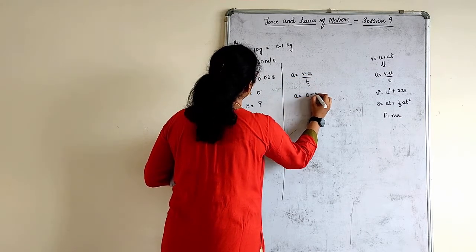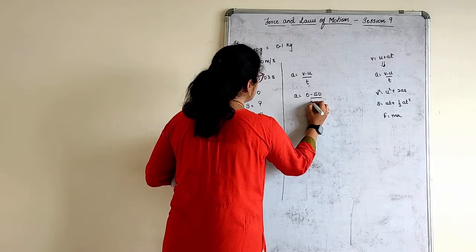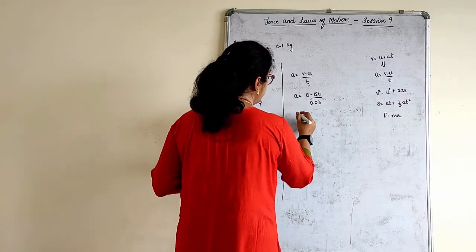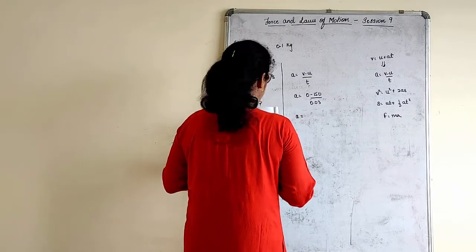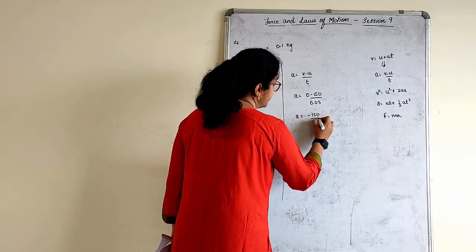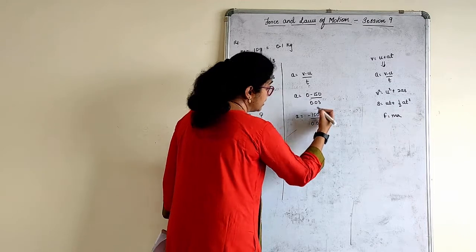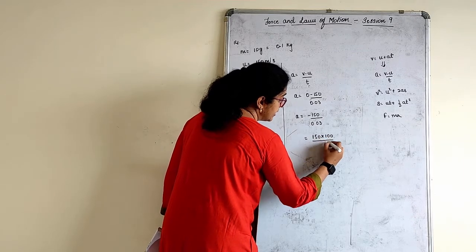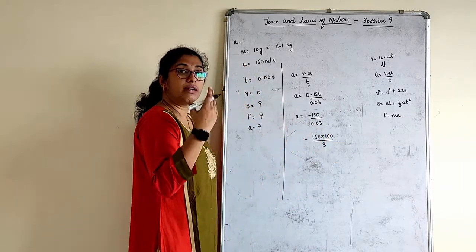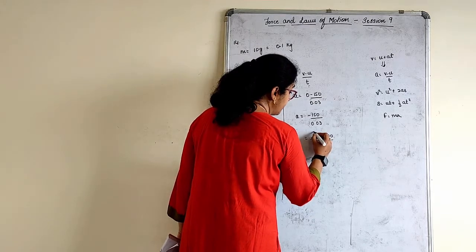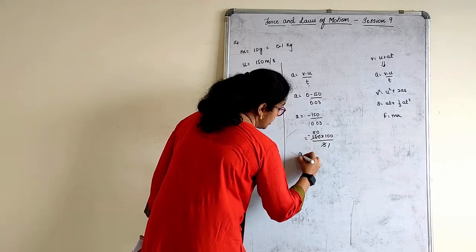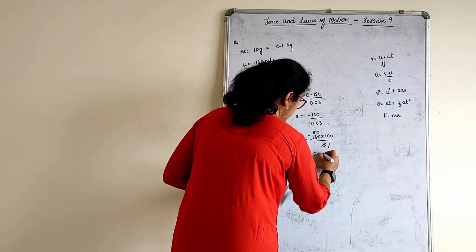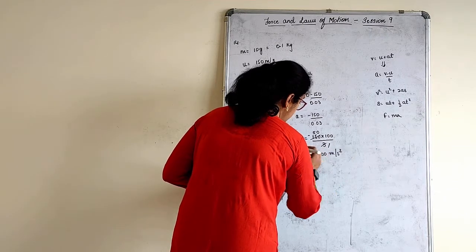So v is 0 minus 150 divided by 0.03. a is equal to minus 150 divided by 0.03. So we'll remove the decimals first of all. 150 into 100 divided by 0.03 into 100. Three ones are 3, three fives are 15, 0. So a is equal to minus 5000 meters per second square.